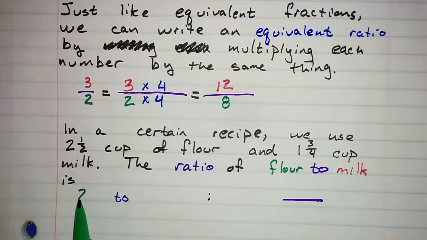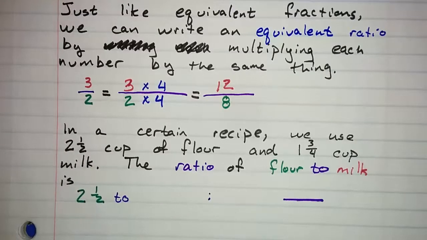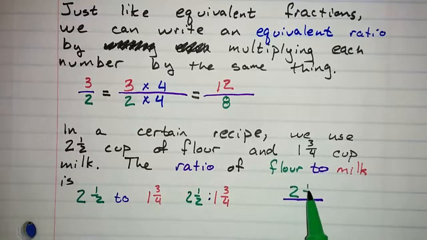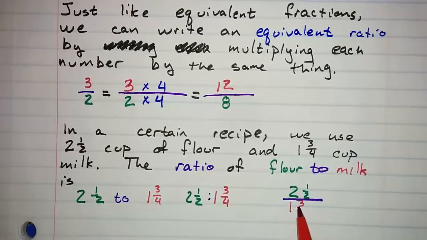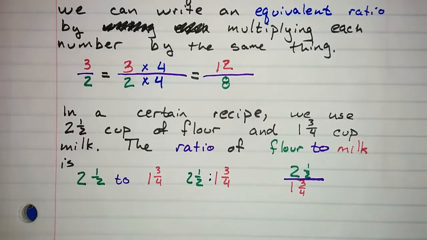The ratio is 2½ to 1 3/4. Or using the colon, 2½ colon 1 3/4. Or in fraction notation, 2½ over 1 3/4. In fraction notation, a ratio will often be a complex fraction.